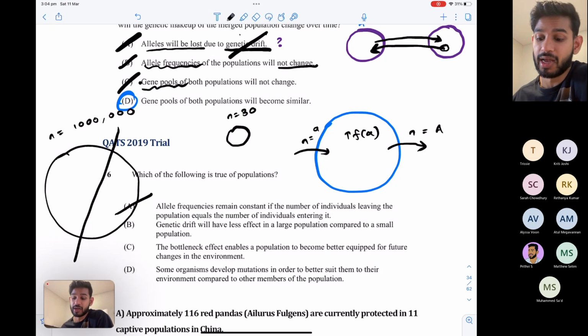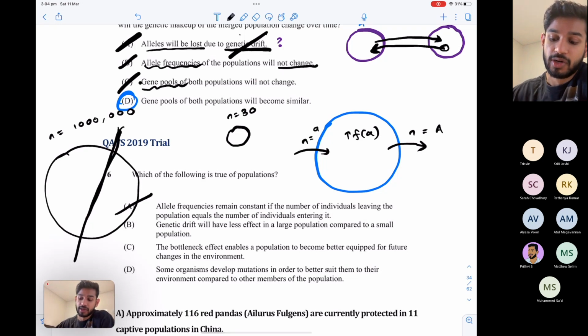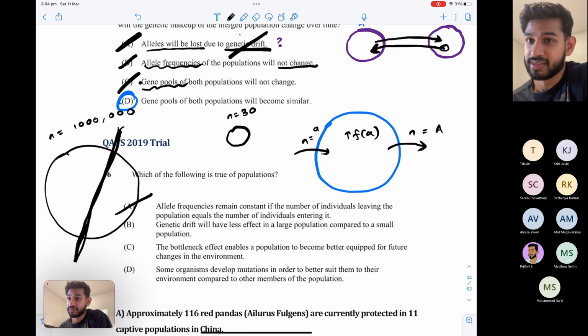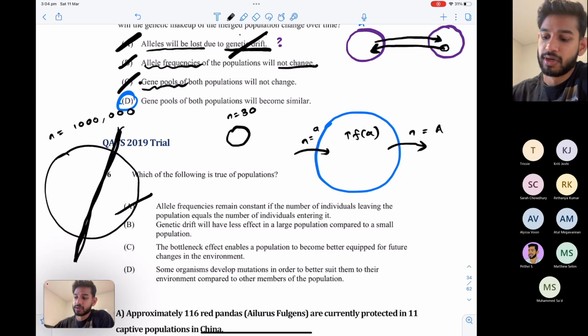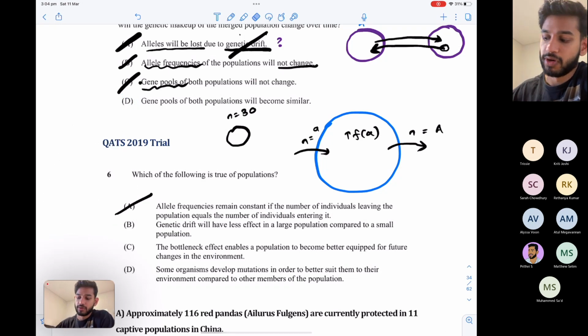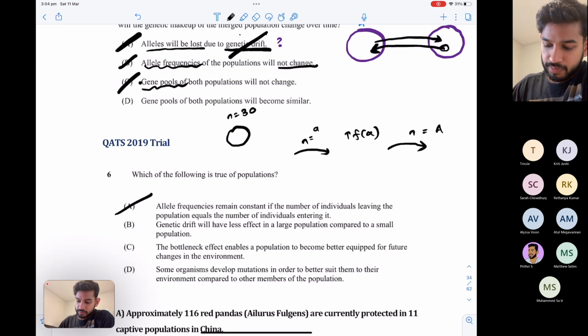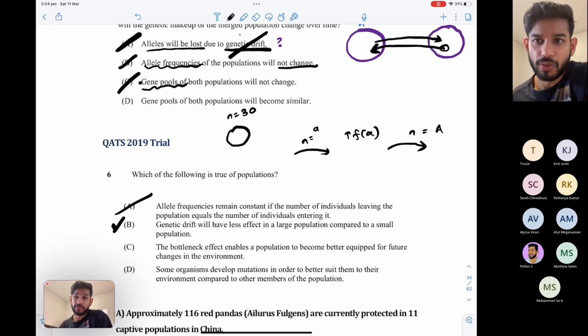Whereas it's very unlikely that a natural disaster will wipe half the population of Sydney out and everyone alive would have the exact same trait, height, hair color, etc. Good. Very good. So I'd say B looks good, but remember, you have to go through all the options and eliminate everything else. So what do we think, Kriti, about C?